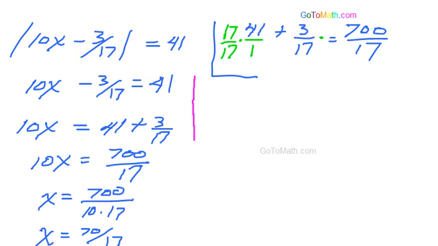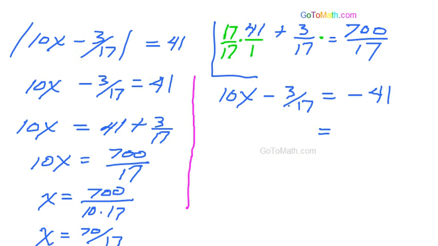We didn't write that other equation down, did we? It's okay. So we dropped the absolute value bars. We wrote equals 41, but now we've got to do it again. So 10x minus 3 over 17 is equal to, but this time it's negative 41, right? Negative 41. Okay. So we end up with 3 over 17 minus 41, and we have the 10x over here, right? We just took the 3 over 17 over to the right, and it becomes positive.